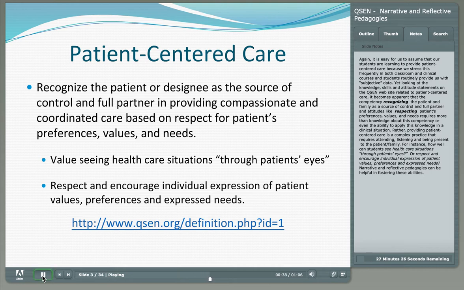in a clinical situation. Rather, providing patient-centered care is a complex practice that requires attending, listening, and being present to the patient and family. For instance, how well can students see healthcare situations through the patient's eyes? Or respect and encourage individual expression of patient values, preferences, or expressed needs? Narrative and reflective pedagogies can be helpful in fostering these abilities.